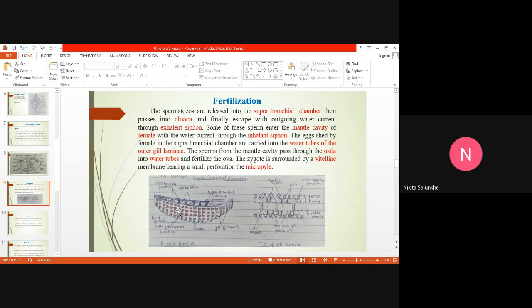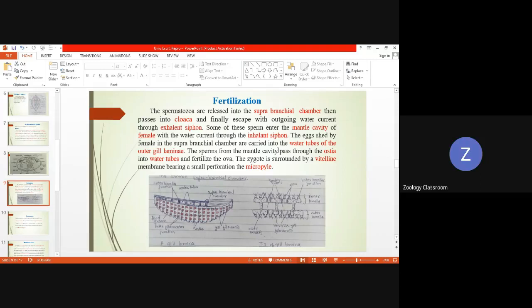Ova. They are already there in the water tubes, so sperms are entering through these ostia into the water tubes, isn't it? And they fertilize the ova. What is the ultimate result after fertilization? A zygote is formed.